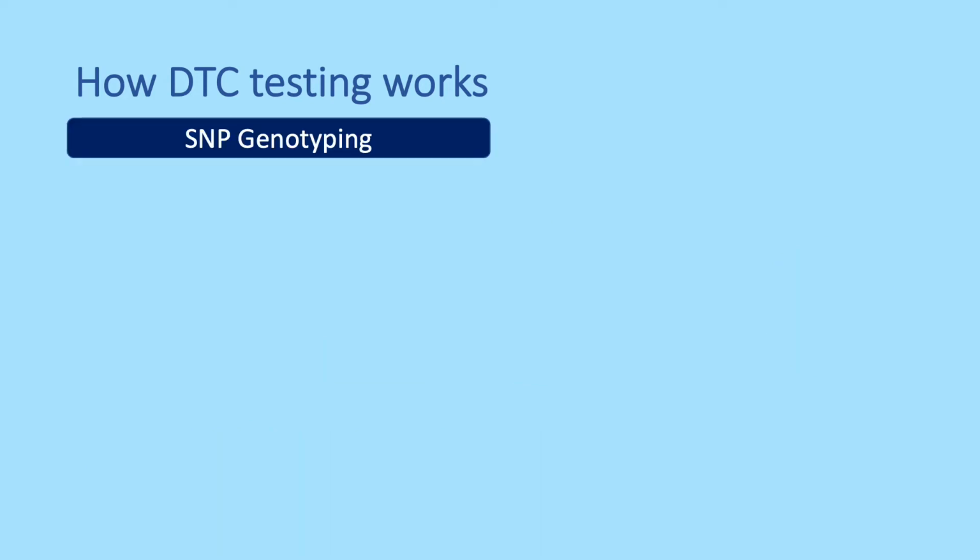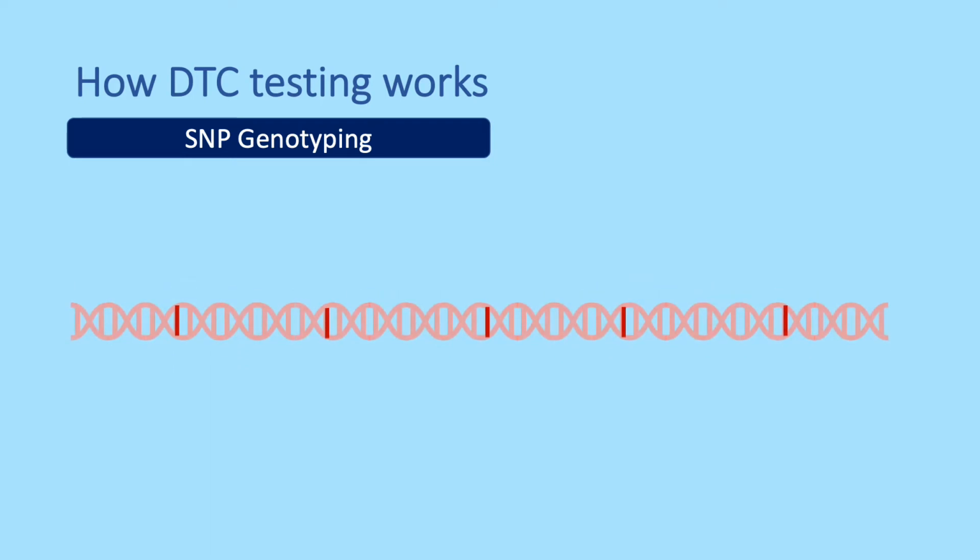SNP genotyping is the most common DNA analysis method used by DTC companies today. During SNP genotyping, they look at selected SNPs in order to gain more information about the things that make us different, such as your risk for developing breast cancer or whether or not you have a widow's peak.